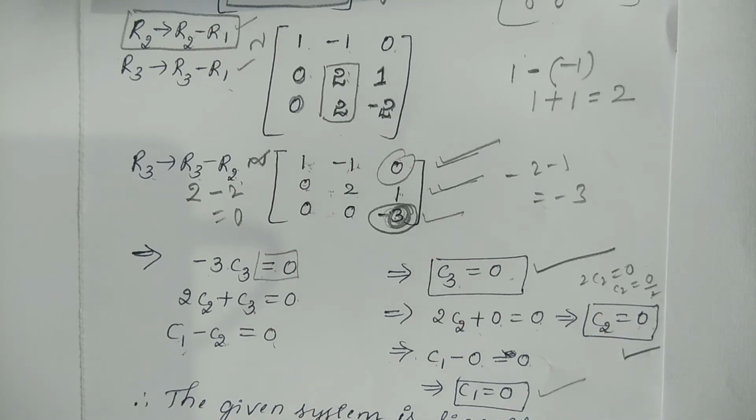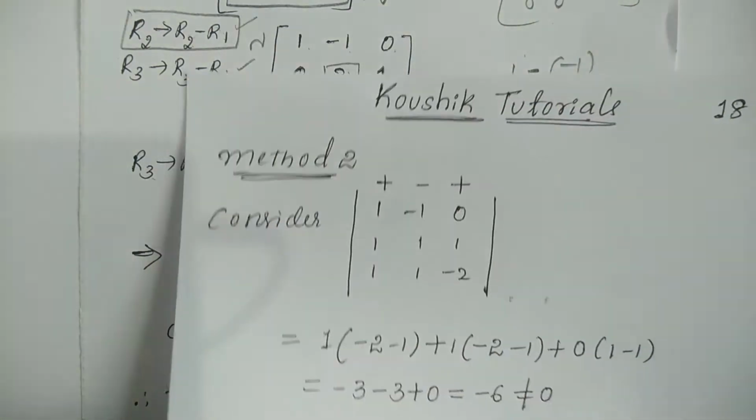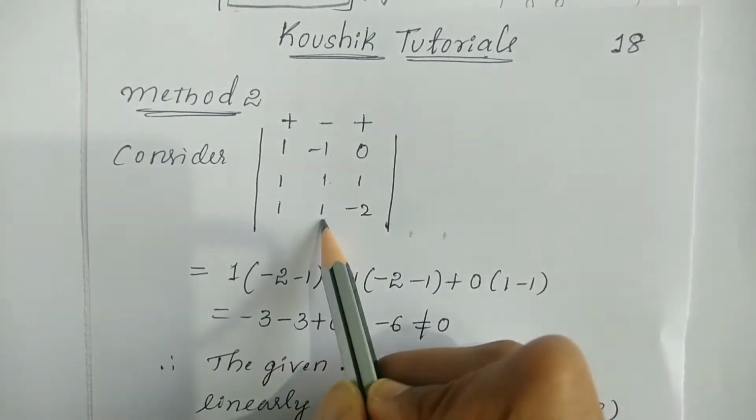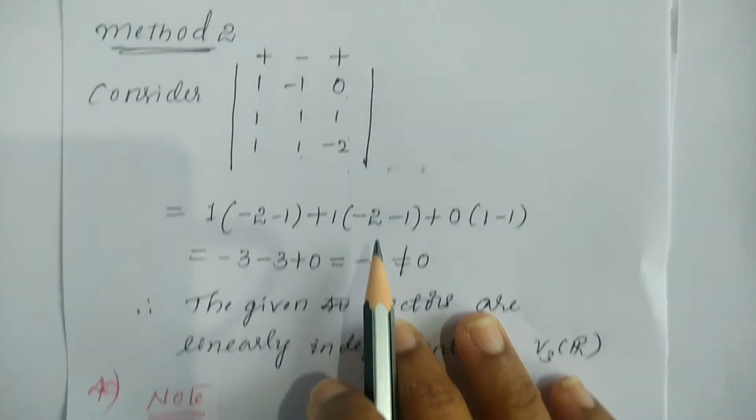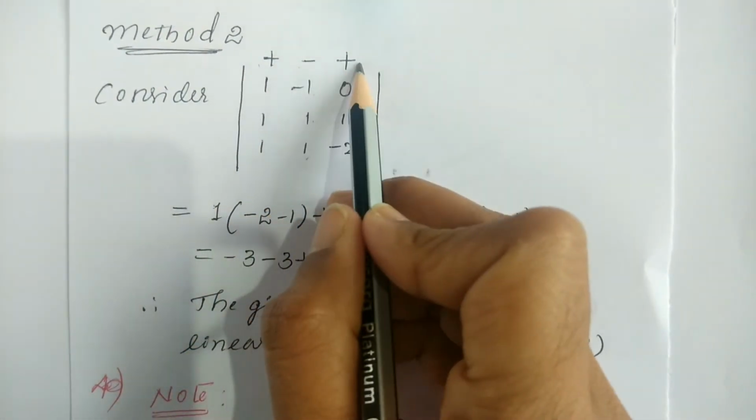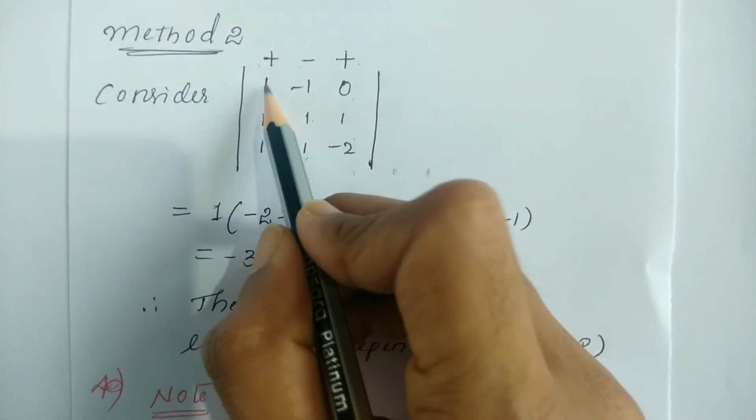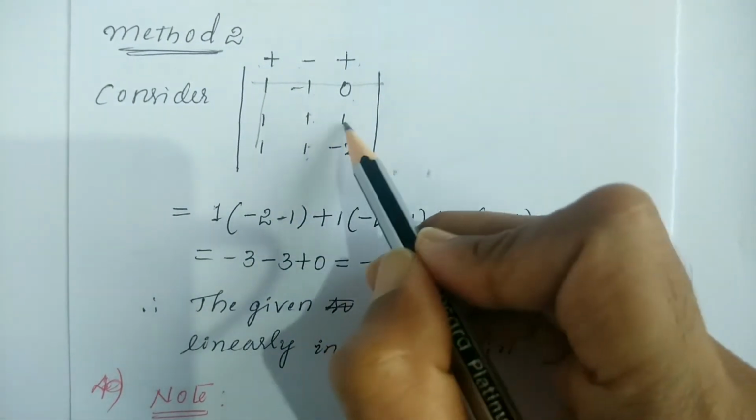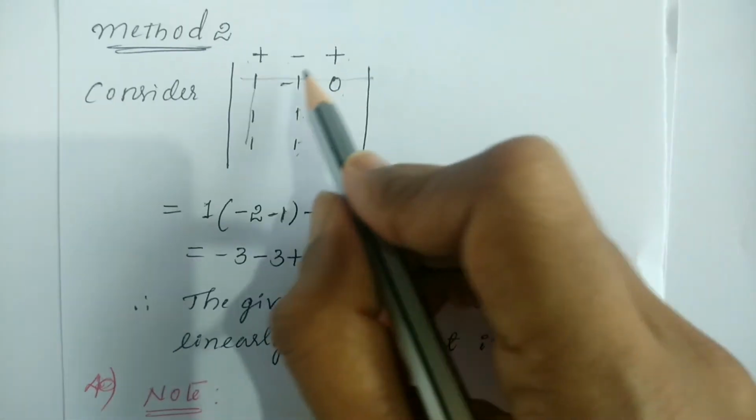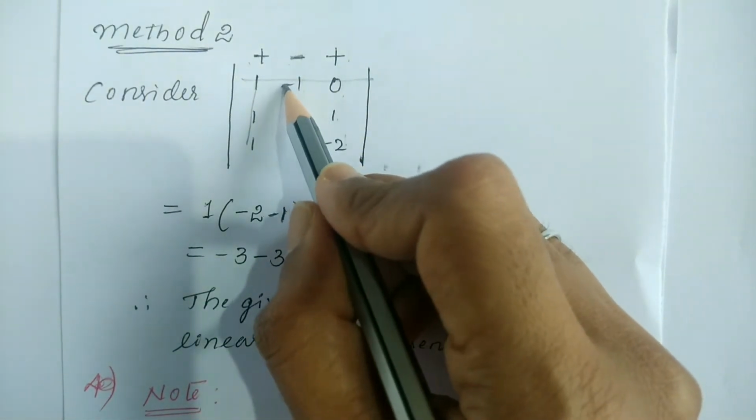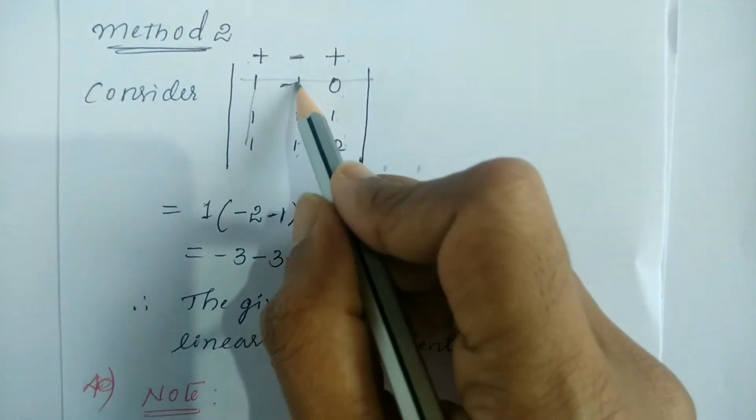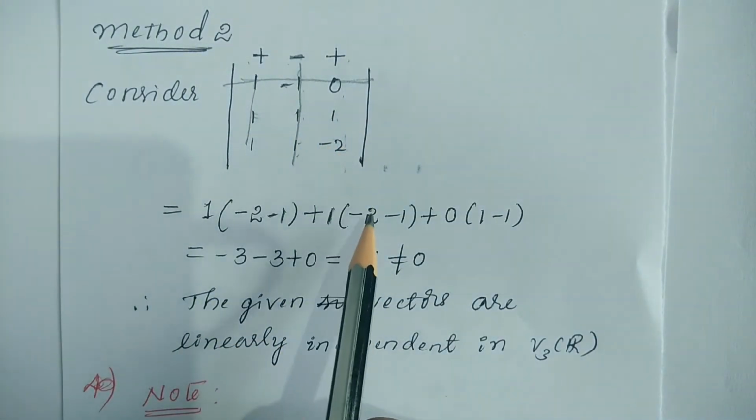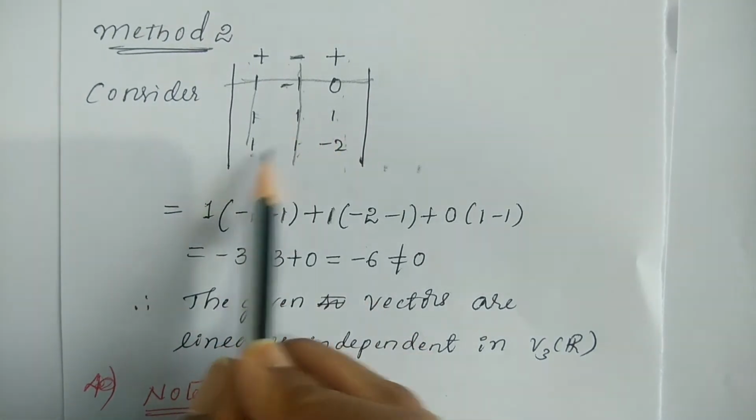So what is method 2? Determinant method. Here in method 2, I am using the determinant 1 1 1, minus 1 1 1, 0 1 minus 2. So the signs are plus, minus, plus. Now plus 1 into what? 1 into minus 2 minus 1 ones are 1. Next minus, minus into minus, plus 1 into, remove this one, take this one, 1 into minus 2 minus 1 into 1.